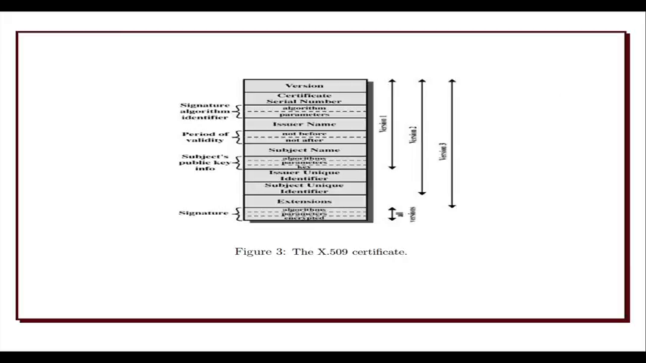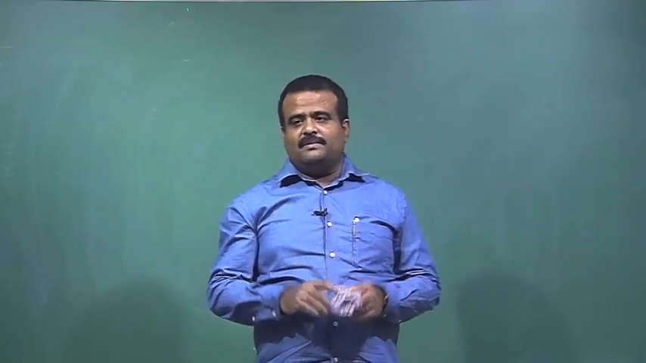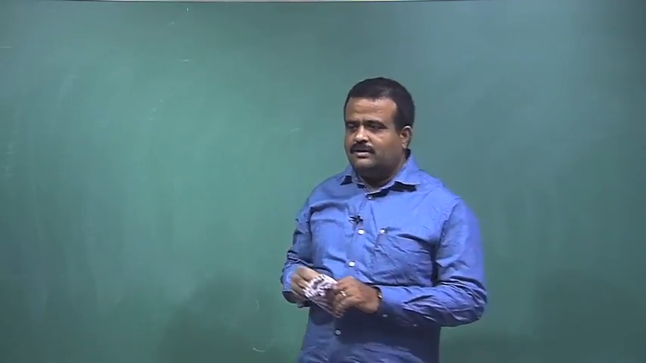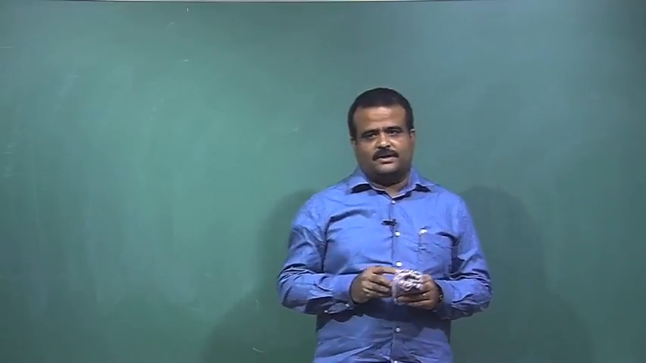So, this is the picture. These are the fields: the version, the certificate serial number, the signature algorithm we are using, whether the RSA signature or the ElGamal signature, which should be mentioned there, the issuer name, the period of validity, and the public key of the participant. This is basically called the X.509 certificate standard. Everybody can have their own certificate in order to communicate in a public key crypto system, to encrypt and decrypt. Thank you.